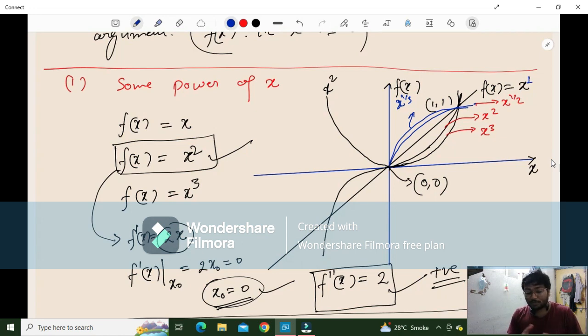And one more thing I want to repeat: integer powers are steeper at (1, 1) and flatter near x equals 0, while the case is reversed for fractional powers. Get my point? Okay, fine.